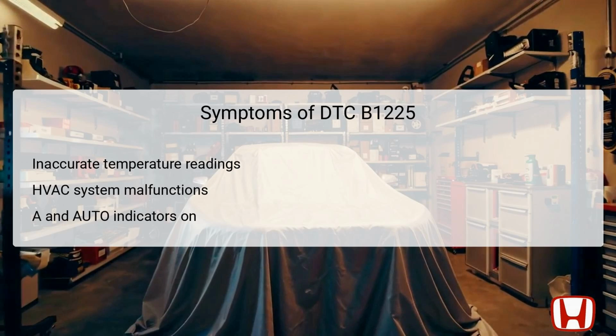One of the most noticeable signs is inaccurate temperature readings within the passenger cabin. This can result in the HVAC system either overcooling or overheating. Drivers may also experience malfunctions within the HVAC system itself, such as air blowing at an erratic temperature or failure to switch between heating and cooling modes effectively.